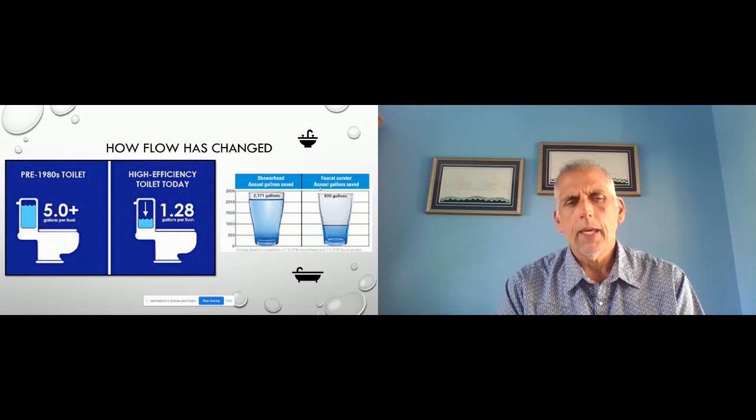But what happens with that is we have a lower flow, but we still have the strength. So with that lower flow, we have a much higher strength wastewater. We don't have to get rid of as much liquid, but that liquid that we get rid of is at a higher strength. So we still have that issue.